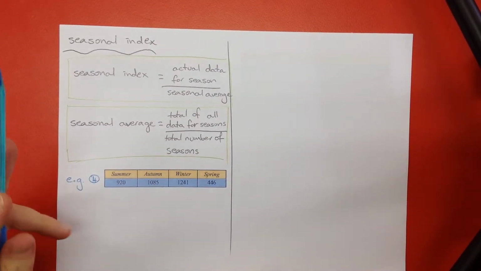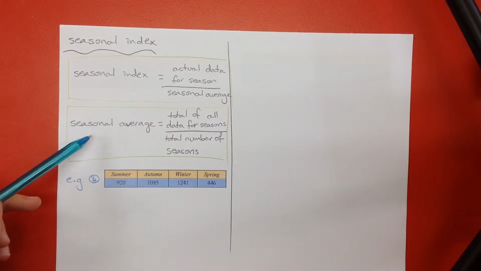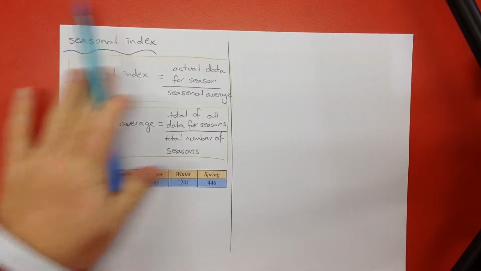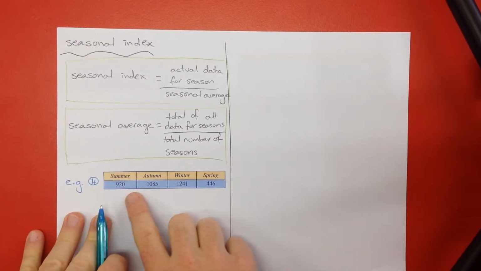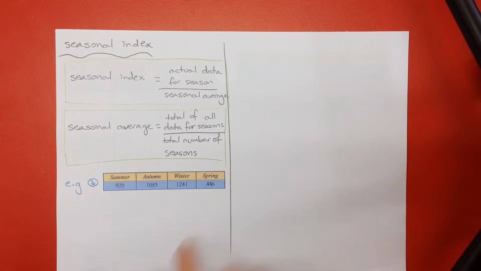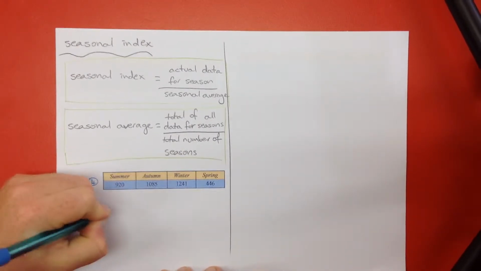There's two things we need to be able to find. We need to find the seasonal index, but to do that we need to have the seasonal average. So just ignore this for now. We'll do the seasonal average first. Basically we want to find out what's the average of all of these four pieces of data. So I might start off with that seasonal average.